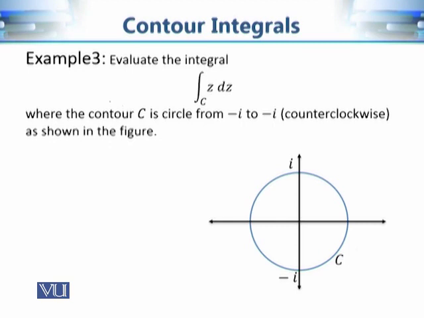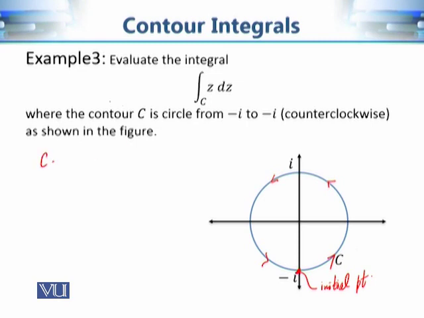So the function is z and the contour C is a circle from minus iota to minus iota. So from this point to this point, as shown in the figure. We are moving in this direction. So this is the initial and final point, and of course the final point as well. Now let's see how to evaluate this contour integral.